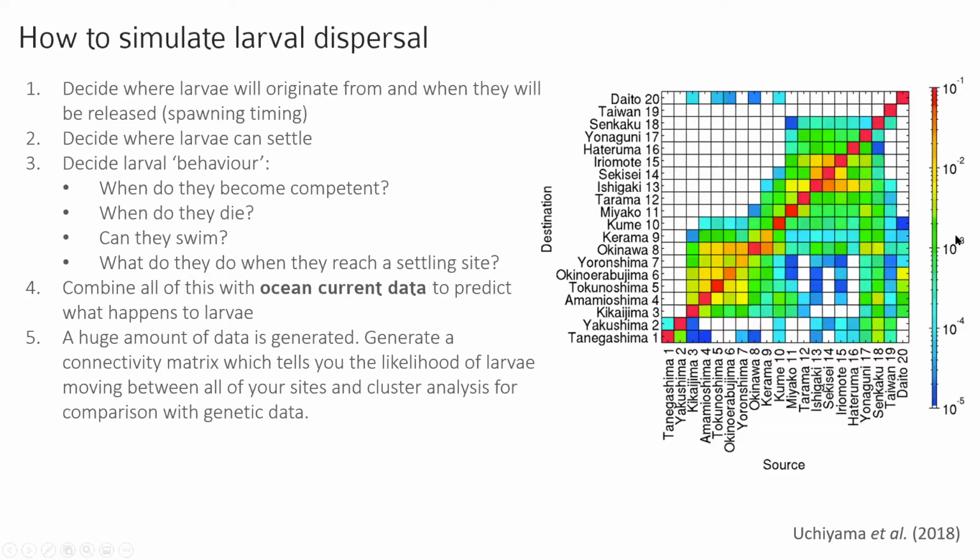And the green means there's about a 1 in 1,000 chance of the larva going from site 20 to site 5. And 1 in 1,000 might sound like a very, very low chance, but if you bear in mind that literally millions of larvae are being generated from every single spawning event, a 1 in 1,000 chance represents a very significant flux of larvae from one site to another. So this kind of connectivity matrix is what we want to end up with.